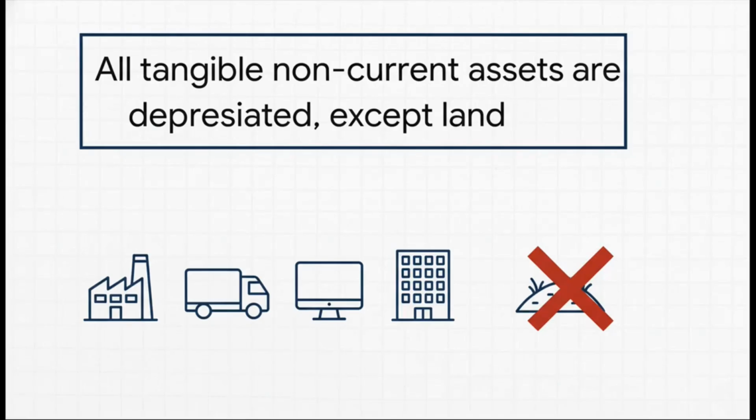Now, this is a really crucial point. This idea applies to pretty much every physical asset a business owns. We're talking machinery, company cars, buildings, computers, you name it. But there is one major exception: land. Why? Because in accounting terms, land is considered to have an infinite useful life. It doesn't wear out, so we don't depreciate it.